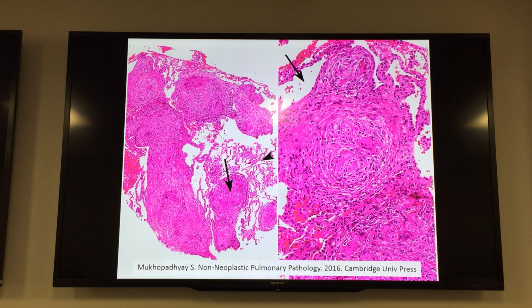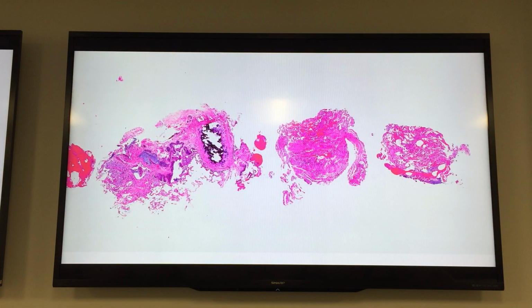They are well-formed, correct? Large, well-formed granulomas. And there's a little bit of fibrosis around it, not much. So these are classic sarcoid granulomas. Another very common reason for clinicians to do transbronchial biopsies. All right, let's look at this one.